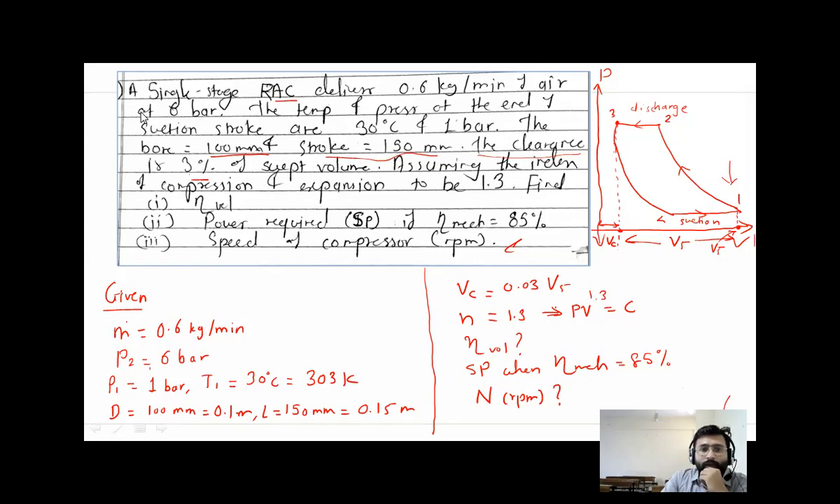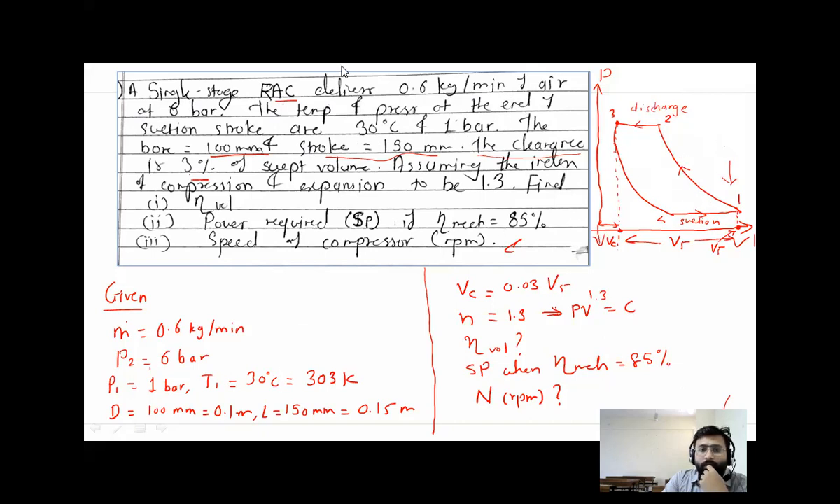So write down the numerical. A single stage reciprocating air compressor delivers 0.6 kilogram per minute of air at 6 bar. The temperature and pressure at the end of suction stroke are 30 degrees Celsius and 1 bar. So at the end of suction stroke, here is the indicator diagram.